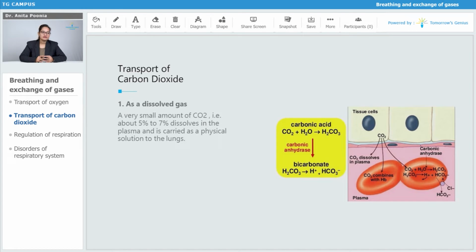So a very small amount of carbon dioxide, about 5% to 7%, dissolves in the plasma and is carried as a physical solution to the lungs. You can see over here.